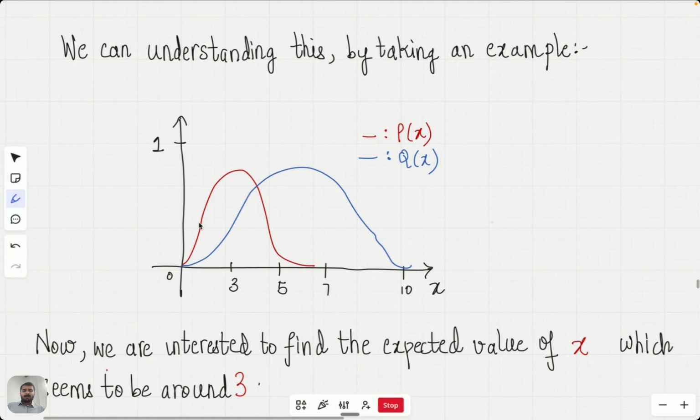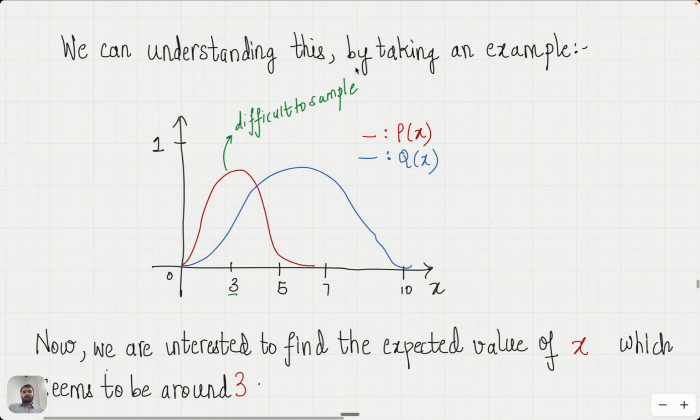Let's say you have this distribution p of x, which is given in red, and we are interested to find the expected value of x under this distribution, which seems to be around 3. Now the question is that it is difficult to sample from p of x, and you don't know how to sample from p of x, so you are not able to calculate the expected value. So let's say I tell you that okay, don't sample from p of x.